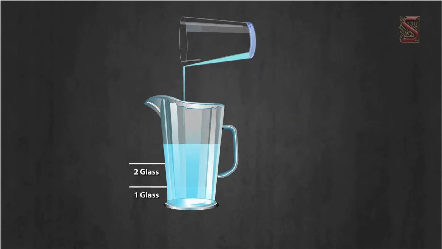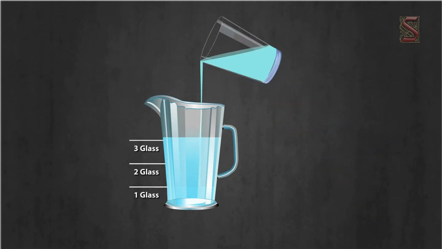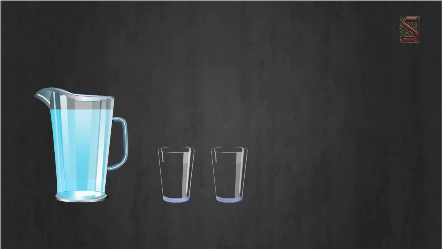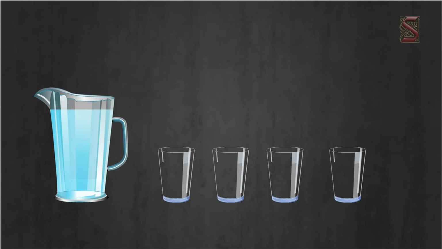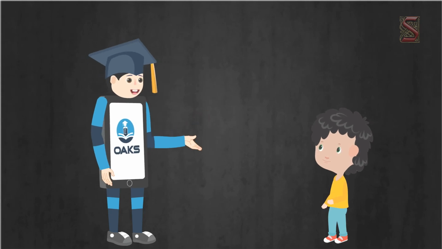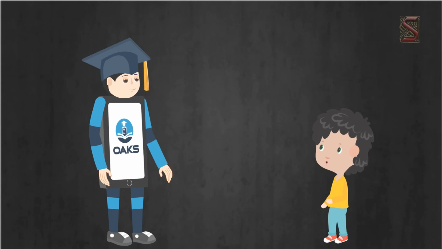So take the 3rd glass and fill. Next, with the 4th glass of water, you see the jug is filled. That means we need 4 glasses of water to fill the jug. Yes, Chintu. Likewise, you can go home and find out how many smaller vessels of water fill any one of these larger vessels. Very nice, Oaks.